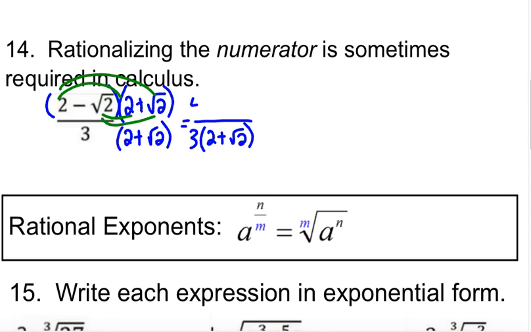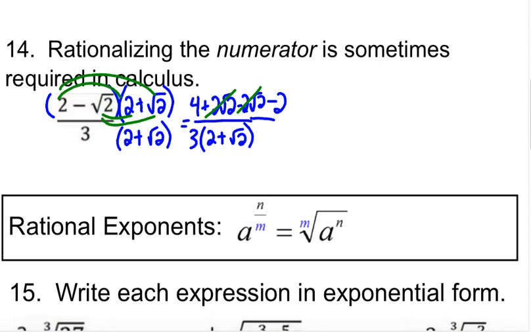So 2 times 2 is 4. 2 times root 2 is 2 root 2. Negative root 2 times 2 is negative 2 root 2. And negative root 2 times root 2 is negative 2. Now, if you get to a point when you're doing these in your homework problems or whatever, and you're like, well, I know that those middle terms are going to cancel, yeah, go ahead, skip that. Don't write that out. But just so you know, it is a FOIL.